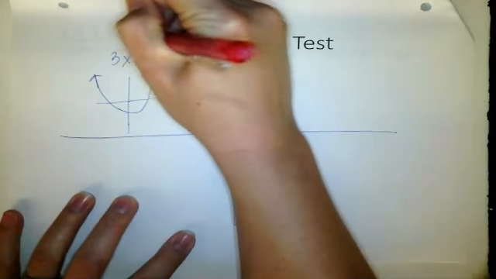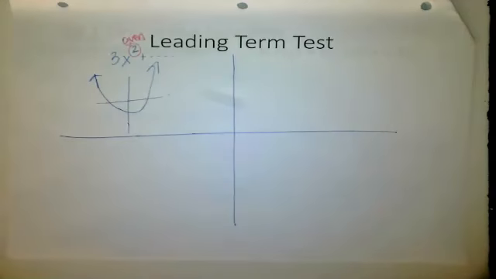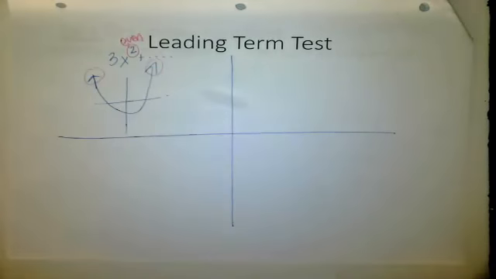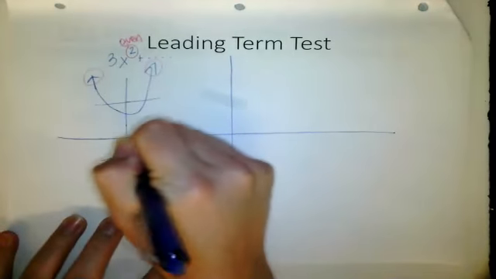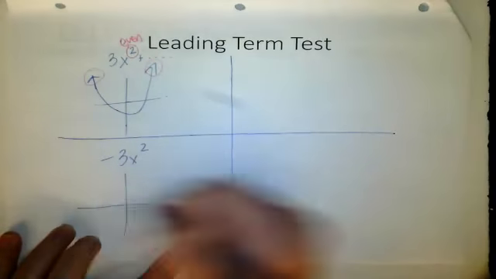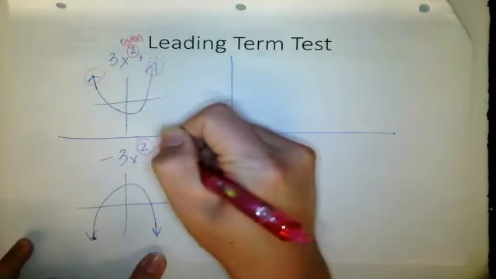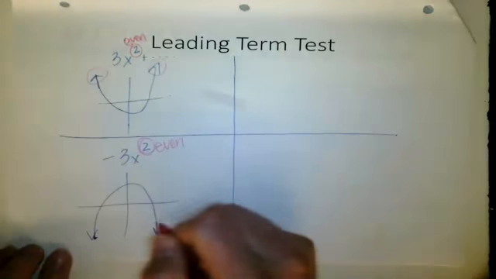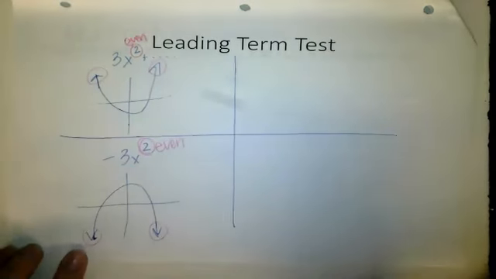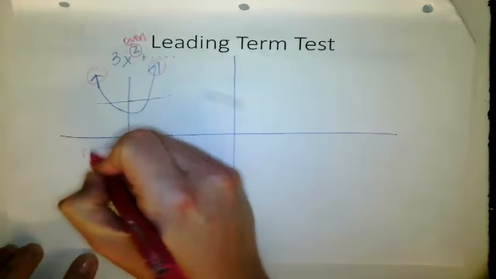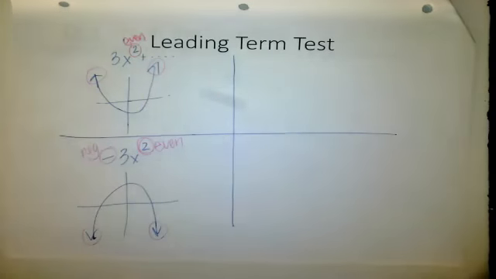Even powered function. And the way that I think about that is the arrows match. They're even. They're the same. They both point up. What happens when we put a negative in front? It's sad. It goes down. They both point down. So again, that power is even, so the arrows match. Why did they point down? It's sad because it's negative. Okay. So that's what the leading term tells us.